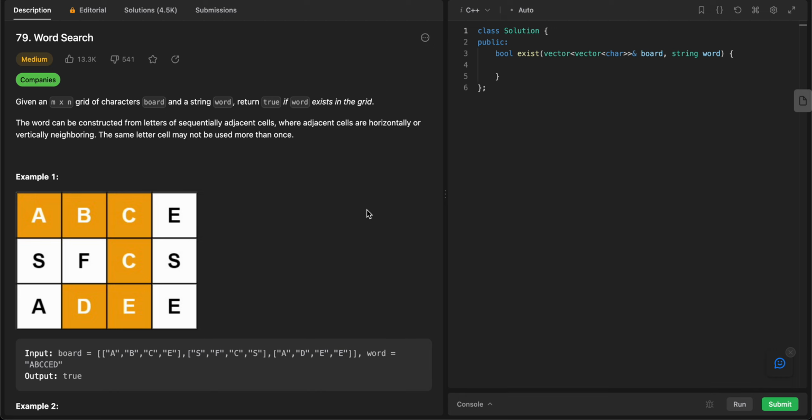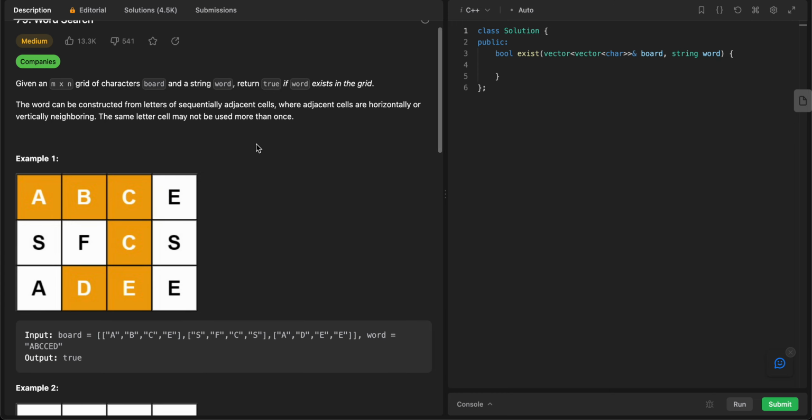Okay, word search. Given an m cross n grid of characters board and a string word, return true if the word exists in the grid. The word can be constructed from the letters of sequentially adjacent cells, where adjacent cells are horizontally or vertically neighboring. The same letter may not be used more than once. That means cyclic. It should not cross, I guess.